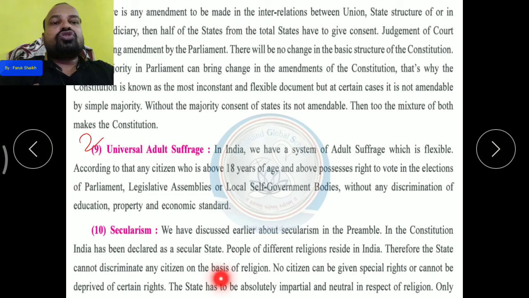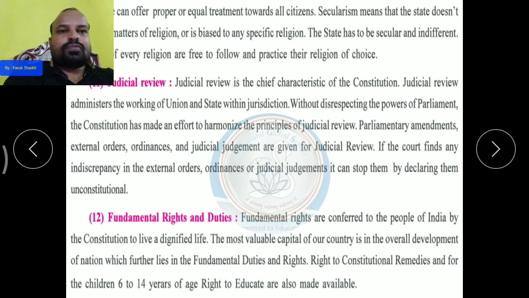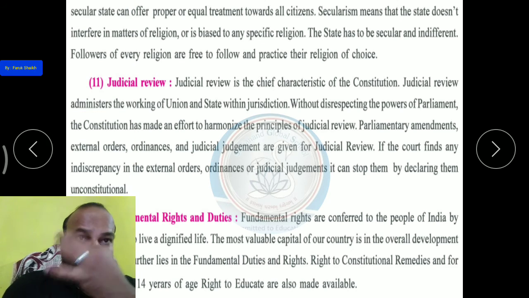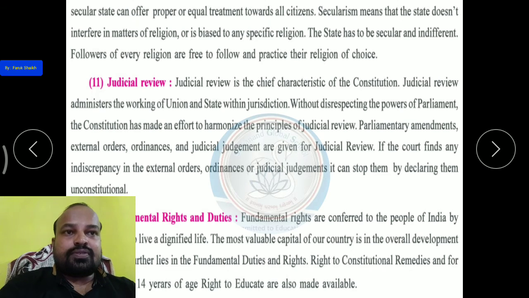The state has to be absolutely impartial and neutral in respect of religion, without any partiality. किसी की तरफ नहीं होना चाहिए, neutral in respect of religion only. A secular state can offer proper and equal treatment toward all citizens. Only a secular country can offer equality among citizens of all religions.